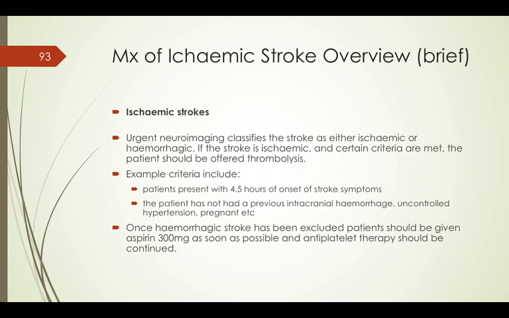So just a brief overview initially before I go into a bit more detail on how to manage ischemic strokes. So you do your non-contrast CT head to differentiate between an ischemic or hemorrhagic stroke. If it were to be ischemic and provided criteria are met, you would offer the patient thrombolysis if they present within 4.5 hours of symptoms, essentially. There are contraindications to thrombolysis. Once you've excluded the hemorrhagic stroke, you need to be giving the patient aspirin 300 milligrams orally as soon as possible.